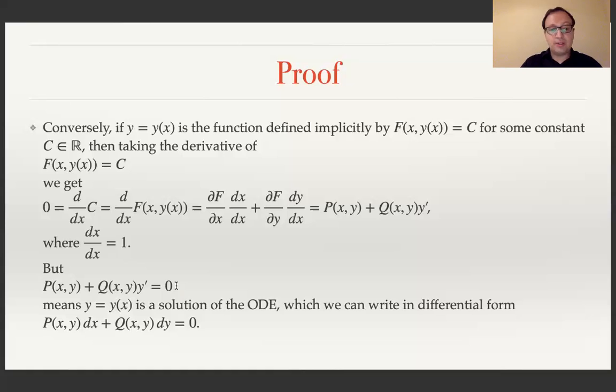But this is exactly what it means that the function y is a solution of the equation, because this is the equation: p plus q times y prime is equal to 0. And if we multiply by dx, we can also write it in differential form, and then it looks like the equation we had in the beginning: p dx plus q dy is equal to 0.